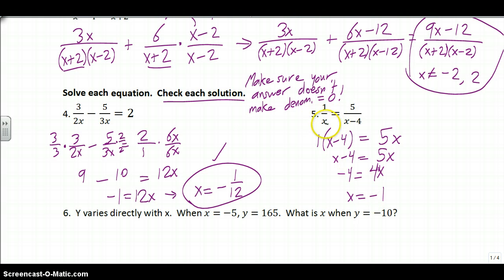Again, quick scan to make sure. So that would be 0. The only number that would make that 0 is 0. This one would be 4, and that's not the answer we got, so we're good.